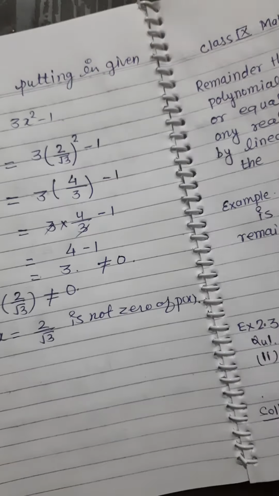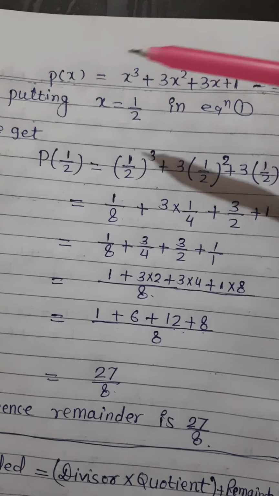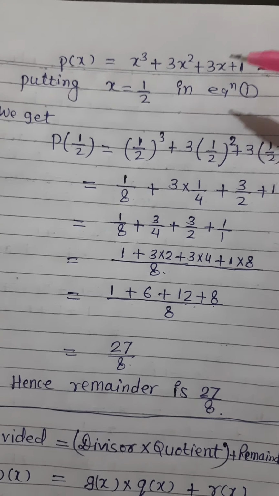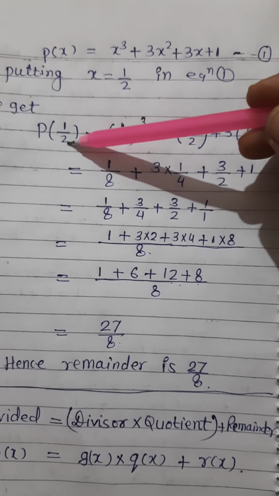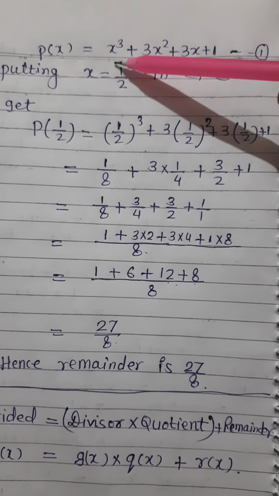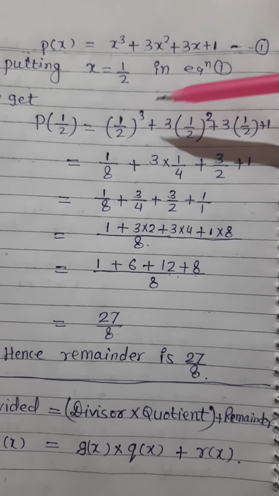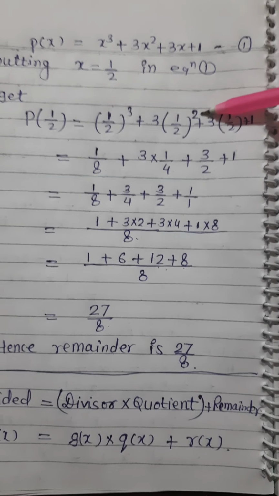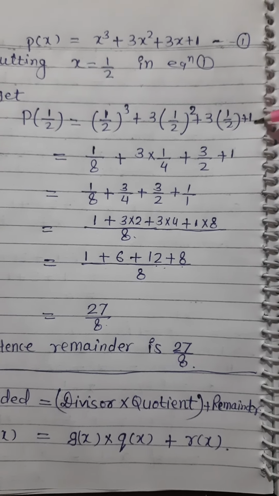Now p(x) is given and we put x equal to 1 by 2 in this equation. So we get p(1 by 2). In place of x we have put 1 by 2: (1 by 2) to the power 3, plus 3 times (1 by 2) to the power 2, plus 3 times (1 by 2), plus 1.